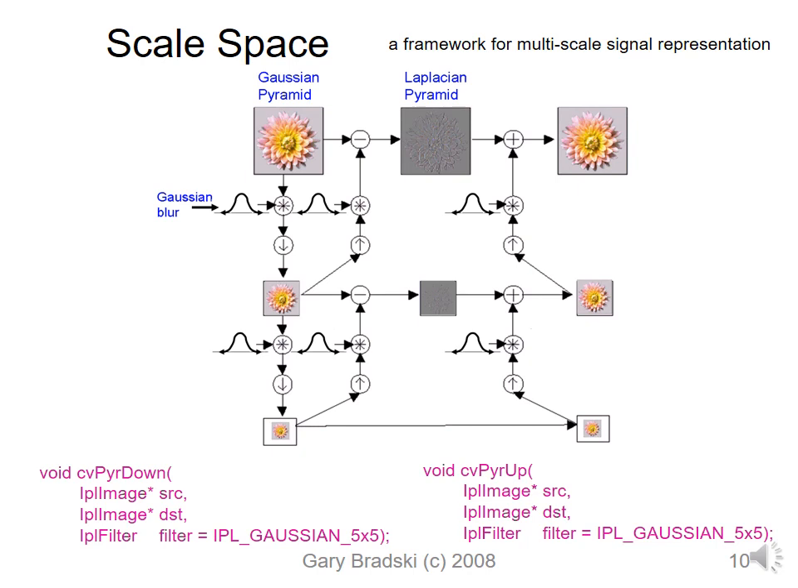So when you look at this flower at a distance, you use this low resolution image, and as you are moving closer and closer, you will have the higher resolution.